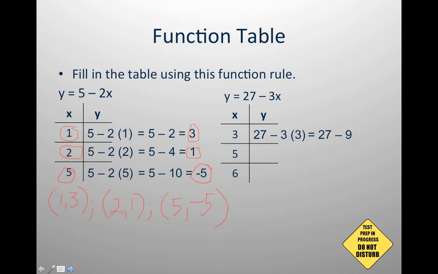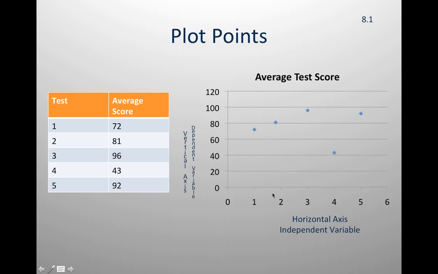So we put in 3 for x, and that'll give us what y is. We put in 5 for x, and that'll give us what y is. And we put in 6 for x, and then that'll give us what y is as well.